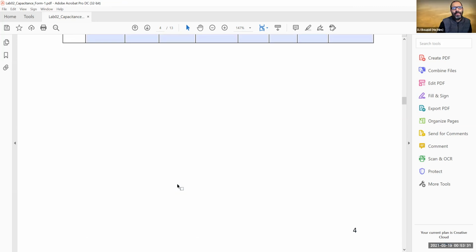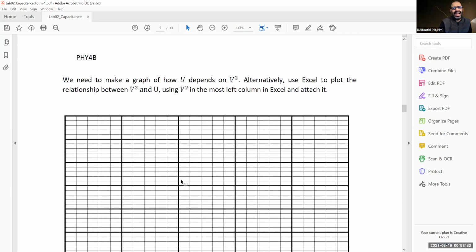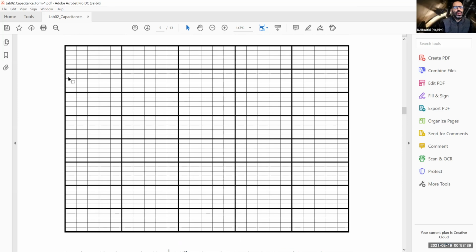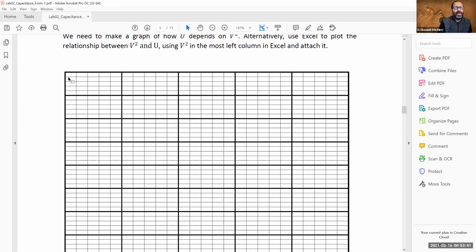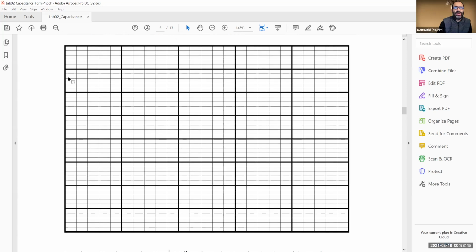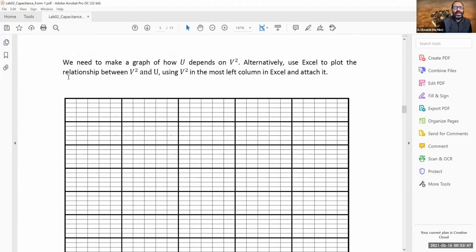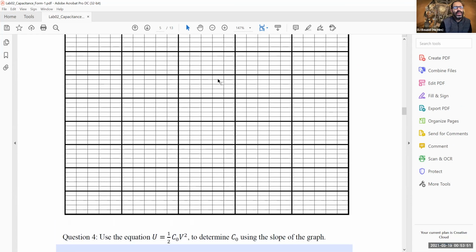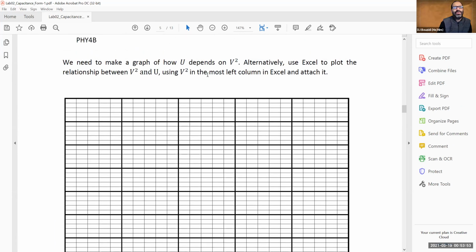Now, if you look at this graph, this is going to be V squared, and this is going to be the energy U. So you have to have them properly labeled. If you're going to print this one and do it by hand, that's fine. Or if you're going to use Excel for it, that's fine. You need to have the axes properly labeled, and you have to have the 10 points, all of them represented on this graph, okay?